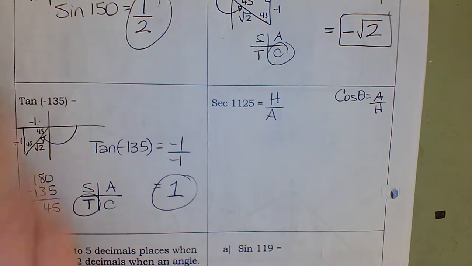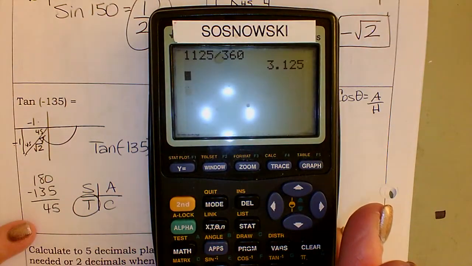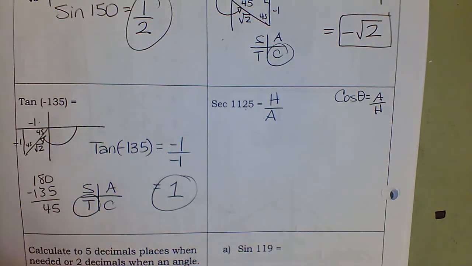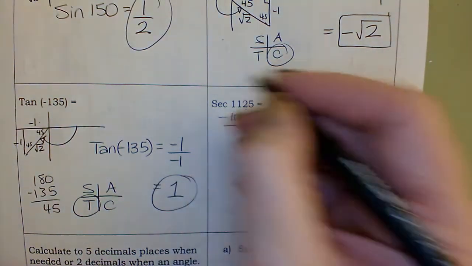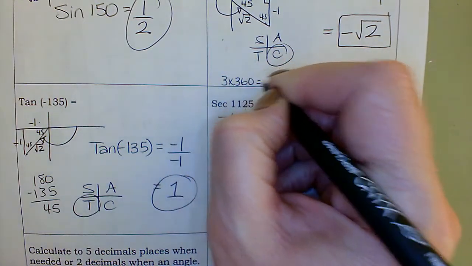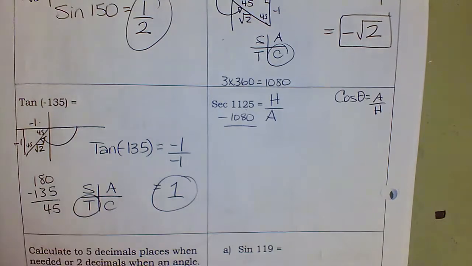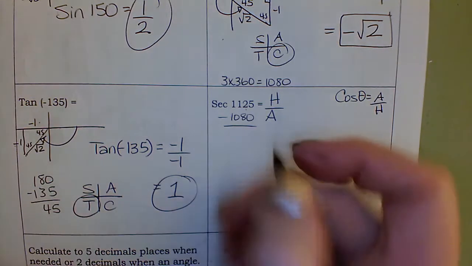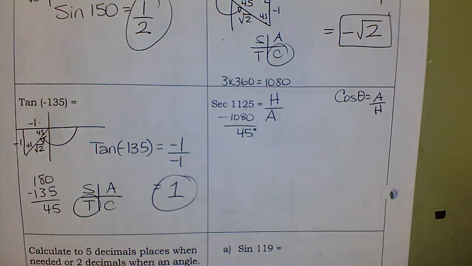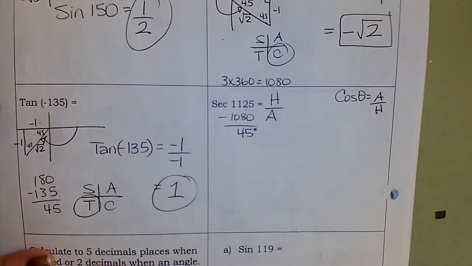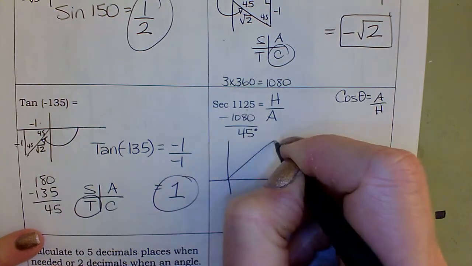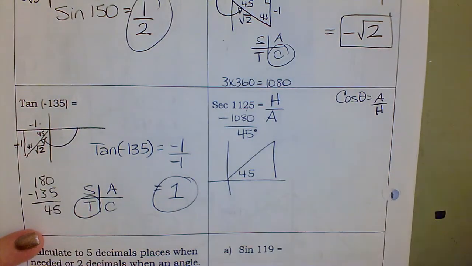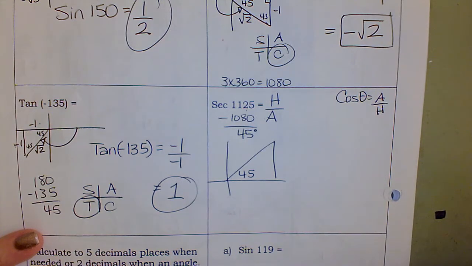But if I divide it by 360, it tells me there's 3 of them and a little bit. So 3 times 360 equals 1080, which means I just need to subtract off 1080. And so 1125 minus 1080 gives me 45 degrees. That's my reference angle. And it's positive, so that means it will be in quadrant 1. If that was a negative angle, I would have been in quadrant 4.